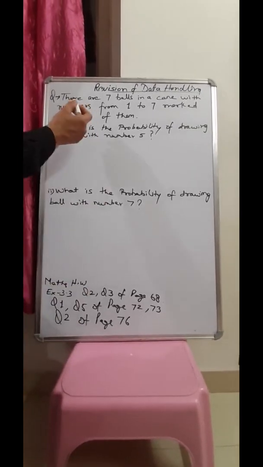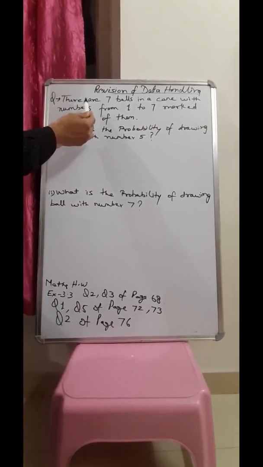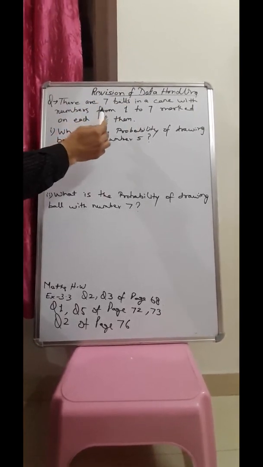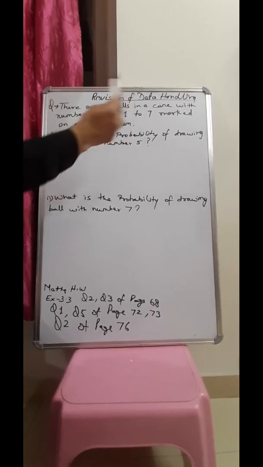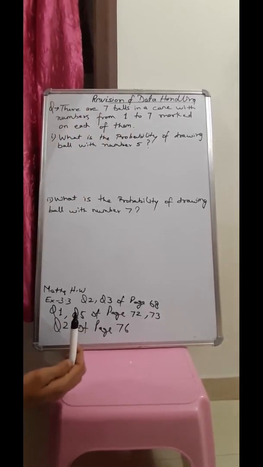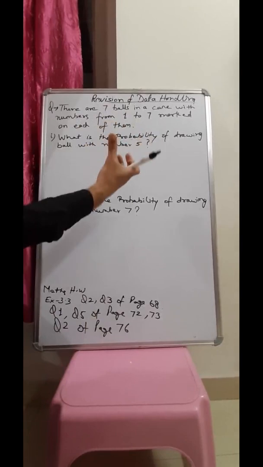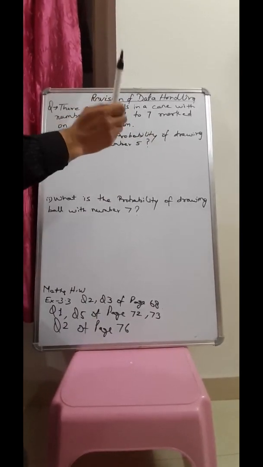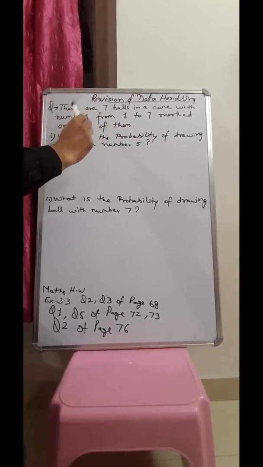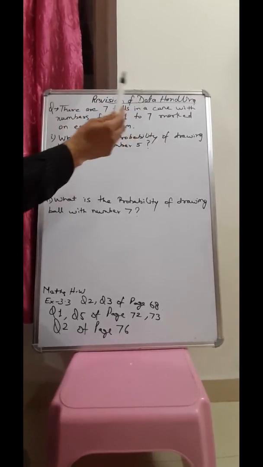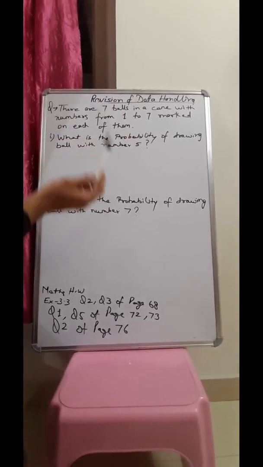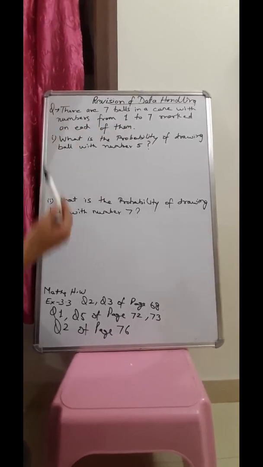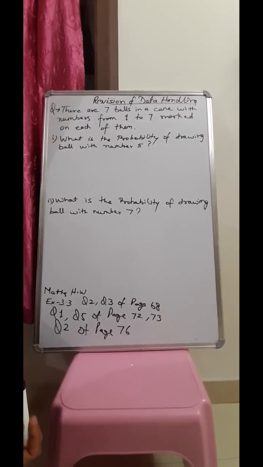Now students, the next question is: there are 7 balls in a can with numbers from 1 to 7 marked on each of them. In a can means there is one box, and in that box there are 7 balls, and all the balls are marked 1 to 7. Now first, what is the probability of drawing a ball with number 5?